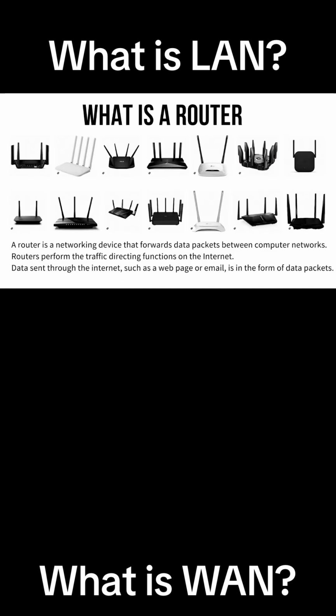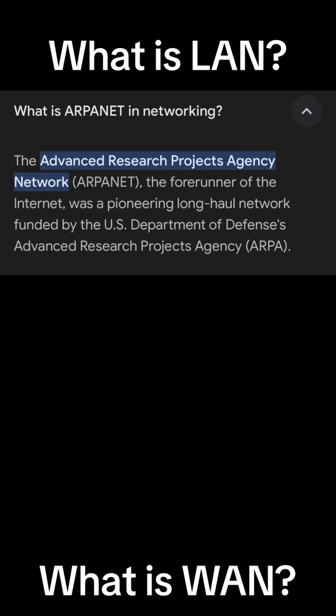A router is a networking device that forwards data packets between computer networks. Routers perform the traffic directing functions on the internet. Data sent through the internet, such as web pages or email, is sent in the form of data packets. So to understand the function of a router, you have to understand how it was made.